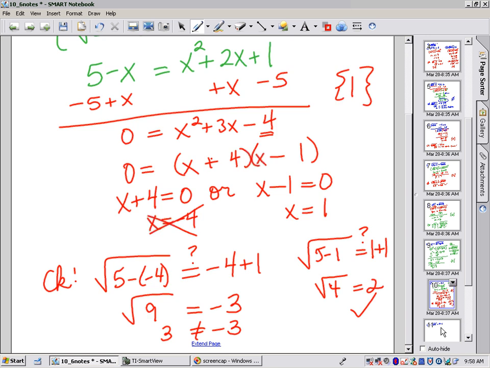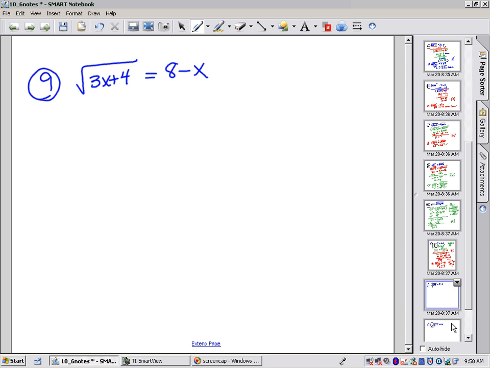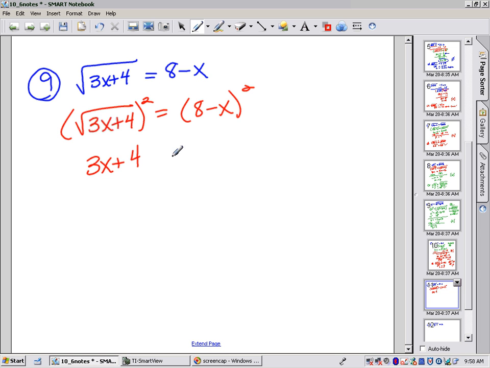Now let's do another example of this type, because this is a hard one, really. If you have the square root of 3x plus 4 is equal to 8 minus x, we square both sides. So that gives us 3x plus 4 is equal to 8 minus x times itself. I'm going to get a trinomial: you square the first, which is 64. Double the product, so that product is negative 8x, doubled is negative 16x, and square the last, which is always positive.